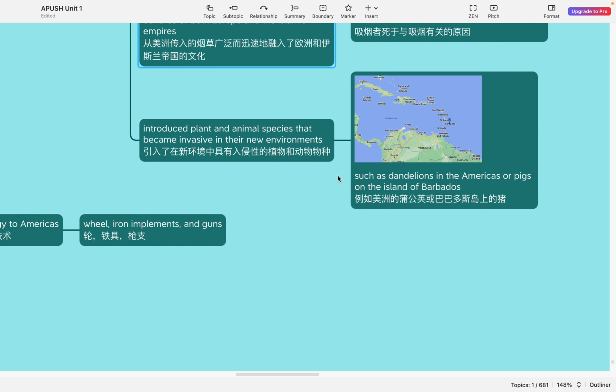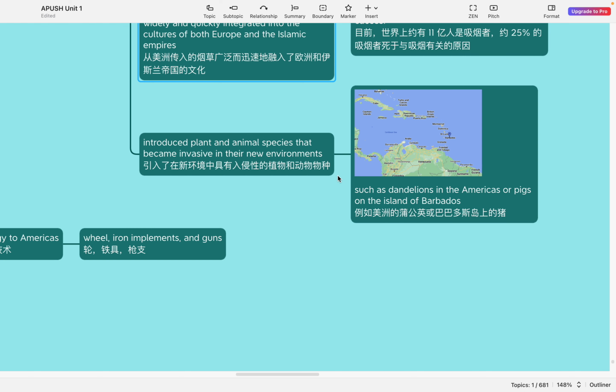The exchange of plant and animal species between the hemispheres also brought invasive species problems. For example, dandelions from Europe, with their superpowers, occupied open and wasteland areas in the Americas, crowding out native plants and becoming a supervillain in American agriculture, impacting crop growth and increasing weeding costs.